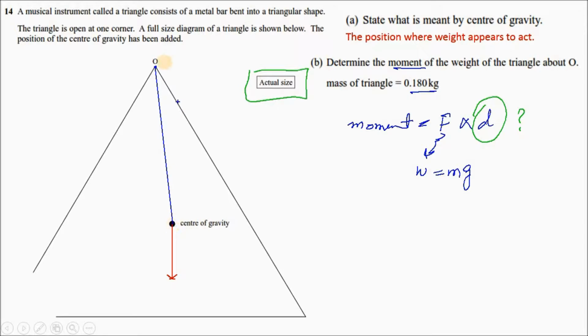If you join the pivot with the point of action of the force, this blue line is not showing the distance d. This is not d. D is a perpendicular distance. So how can you visualize the perpendicular distance? You just extend the weight backward, in a backward direction vertically, and you see that.